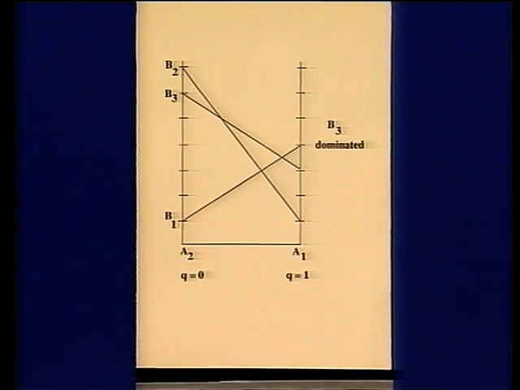Notice that I've said B3 is dominated. It wasn't obvious from the matrix, but it is obvious from the graph, because although it's not dominated by one of the other strategies, it is defeated by their combination.